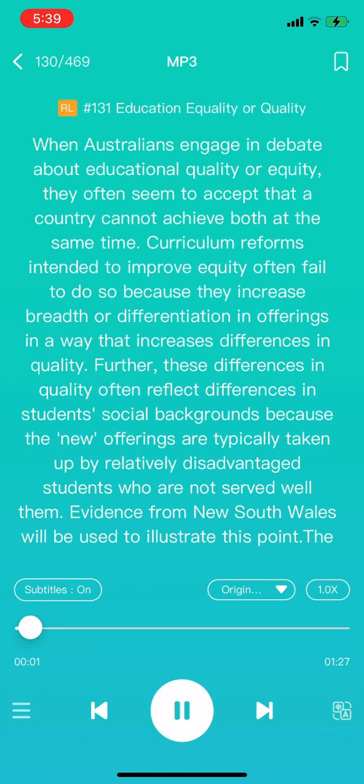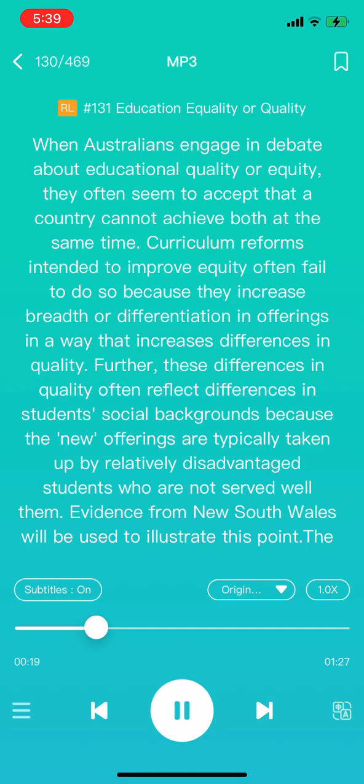When Australians engage in debate about educational quality or equity, they often seem to accept that a country cannot achieve both at the same time. Curriculum reforms intended to improve equity often fail to do so because they increase breadth or differentiation in offerings in a way that increases differences in quality.